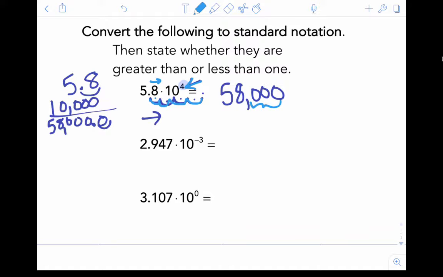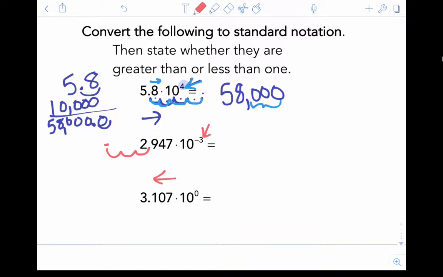Let's go ahead and do another problem. 2.947 times 10 to the negative 3rd. Well, my exponent is a 3, which means it's going to move 3 times, but this one's negative. So that means it's going to make a smaller number. To make a smaller number, it has to move to the left. So my decimal is going to move 1, 2, 3 times to the left.